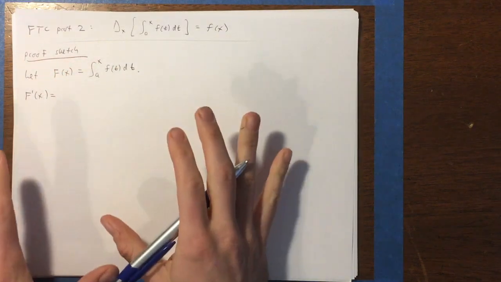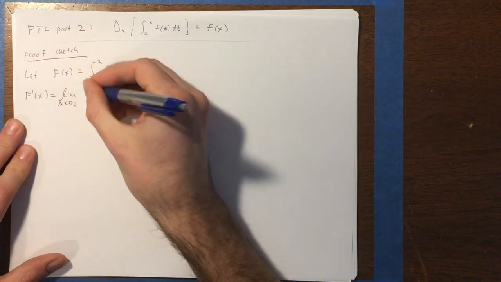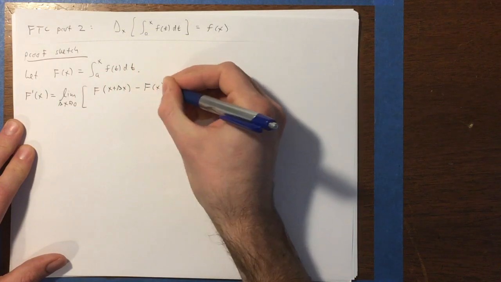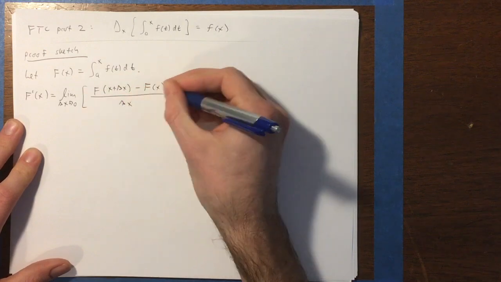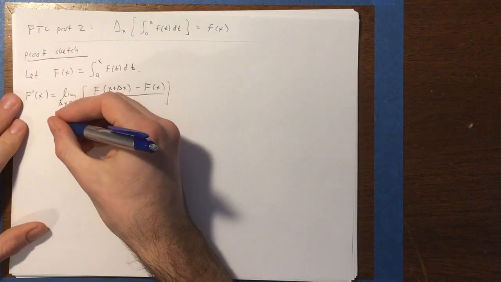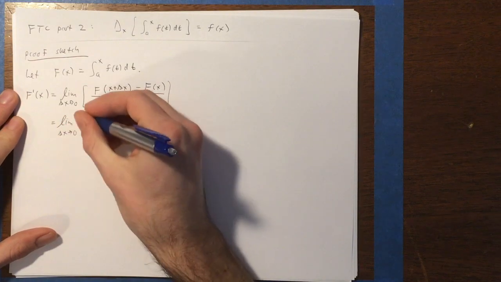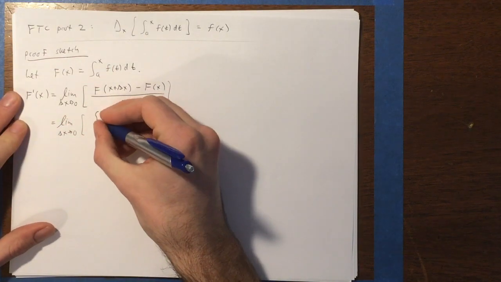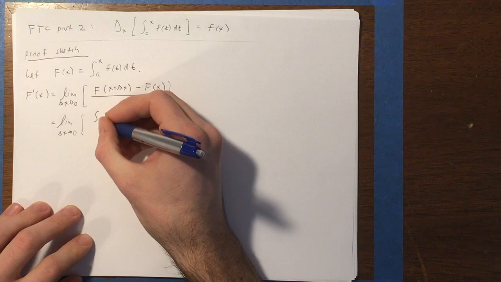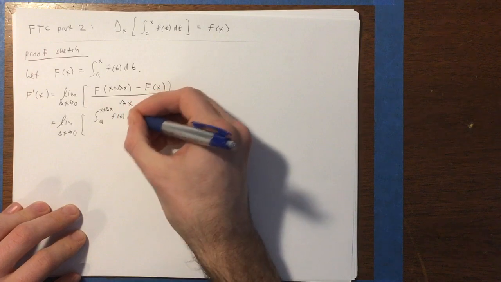Let's go back to basics. Let's go back to the derivative. This is going to be a limit as delta x approaches 0 of capital F of x plus delta x minus capital F of x, and then all over delta x, right? So then what we can do is put that in terms of integrals. So let's use this capital F function. This is going to be the integral from a up to x plus delta x of f of t dt.